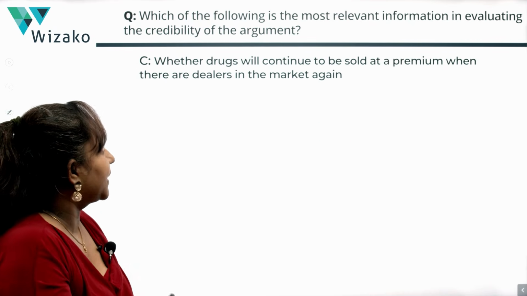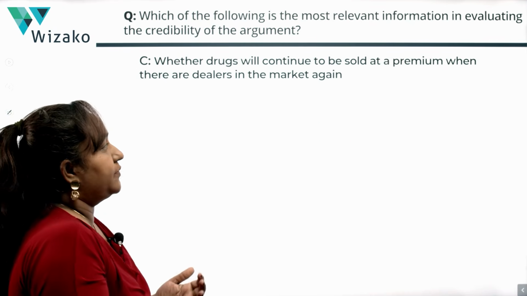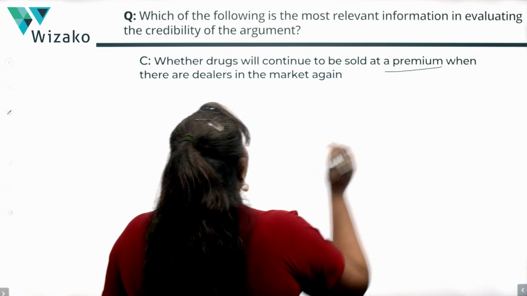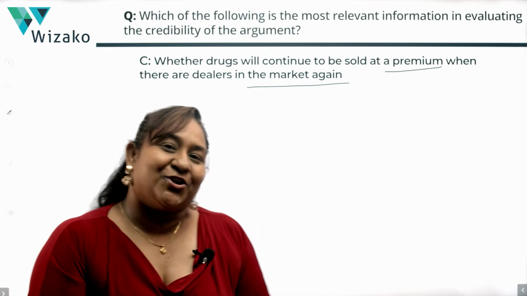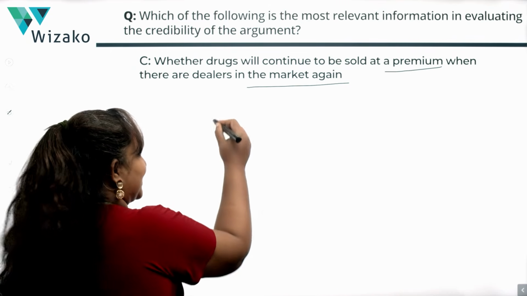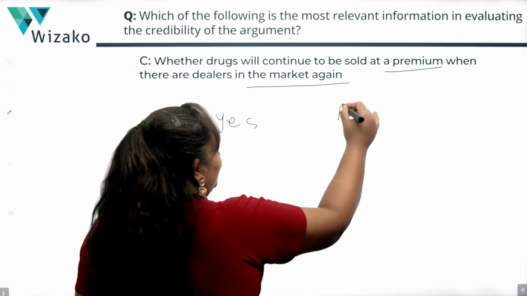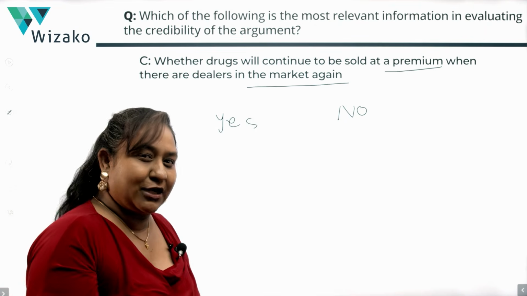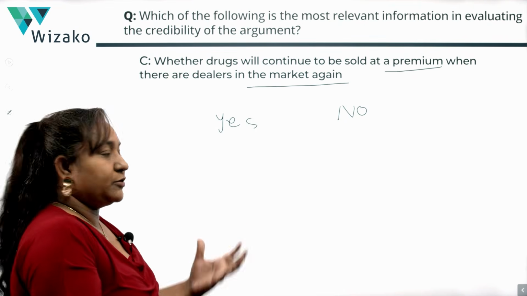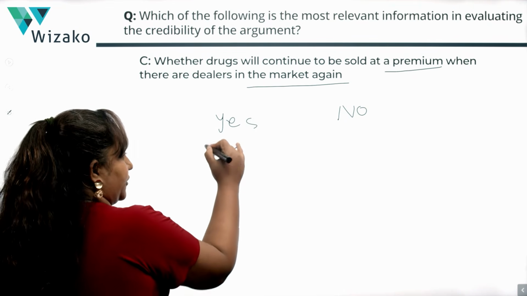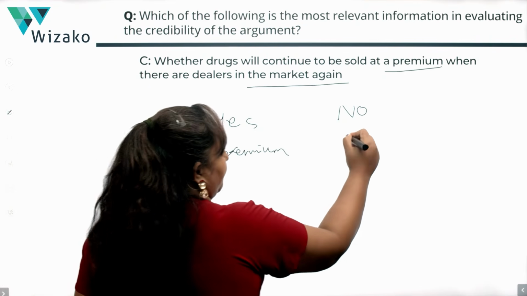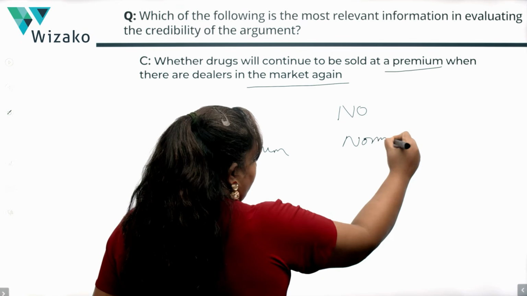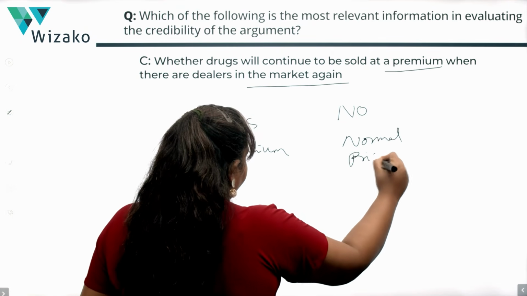Let's look at the next one. Whether drugs will continue to be sold at a premium when there are dealers in the market again. We're talking about a scenario. Let's answer the yes and the no, right? This answer option is a little evident and easy to eliminate, but we'll still go through the process of saying yes, it will be sold at a premium, and no, it will come back to a normal price after there are more dealers.